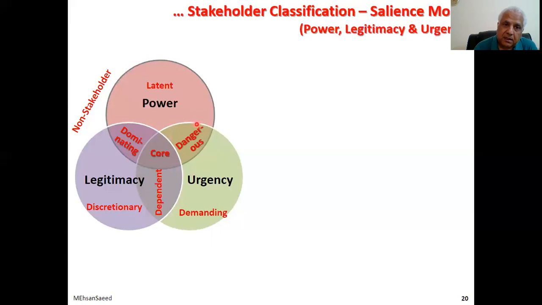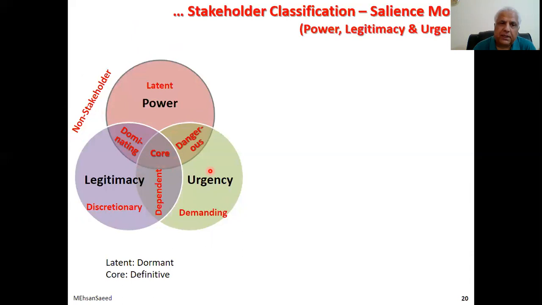So as you say again, your bank creditors, your donors, CDA in Islamabad, etc., they fall into this category. Over here, obviously, enjoying all three, could be your project manager, your project sponsor, head of the PMO, and depending upon the project, it could also be the customer. And of course, anything lying outside this is a non-stakeholder.